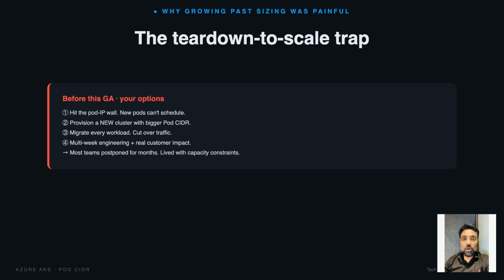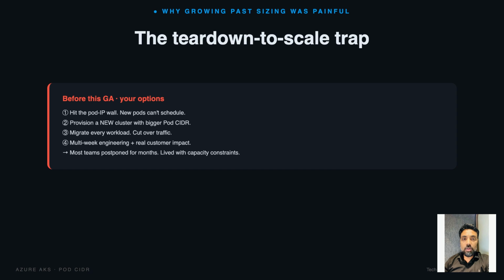Most teams postponed it as long as possible, which meant they lived with capacity constraints for months while planning the migration. What's changed? You can now expand the Pod CIDR on an existing cluster: non-disruptive, rolling, and workloads keep running throughout. So in the next segment, I cover how the mechanism works, 3 scenarios, gotchas, and 3 moves.